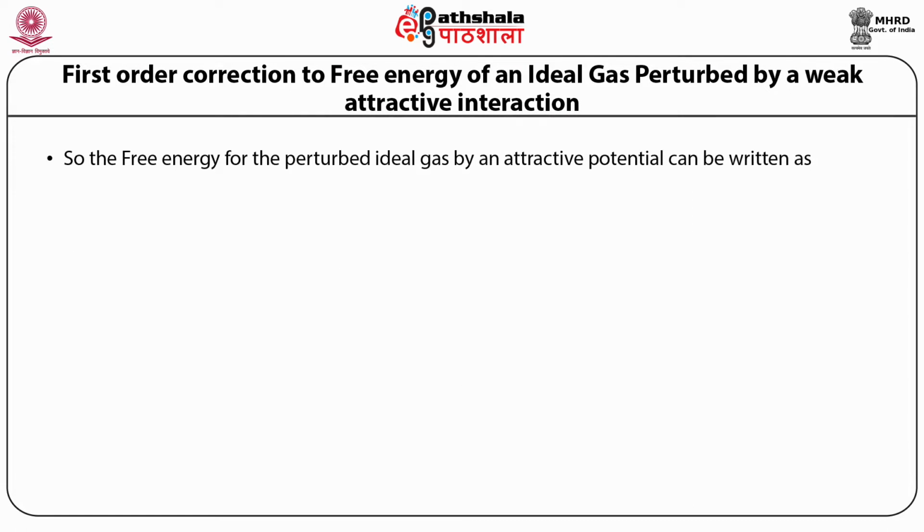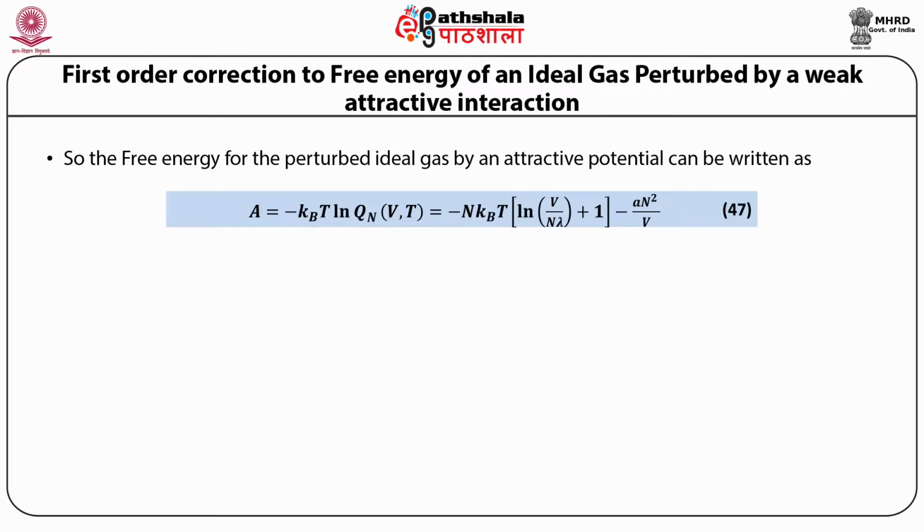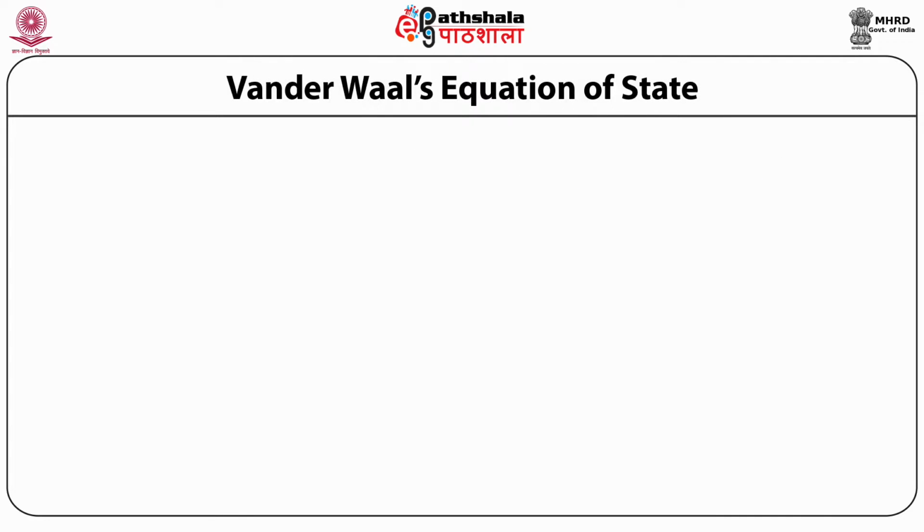So, the free energy of the perturbed ideal gas by an attractive potential can be written as A is equal to minus Boltzmann constant kB multiplied by temperature T log of Qn as a function of V and T, which is equal to minus n kB T log of V upon n lambda plus 1 minus A n squared upon V. Van der Waals equation of state.